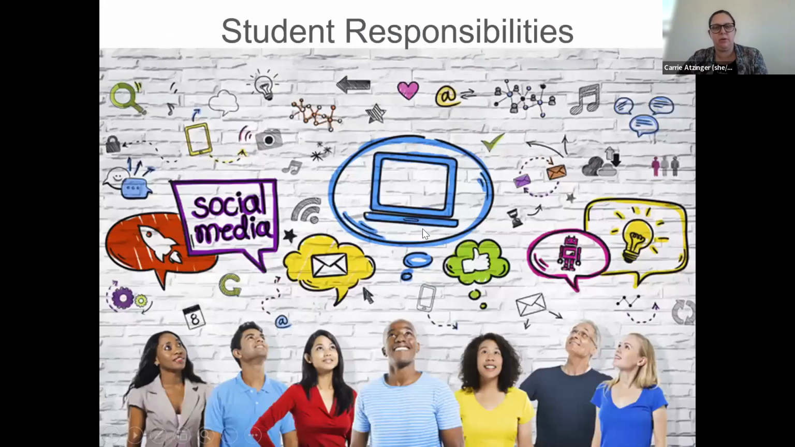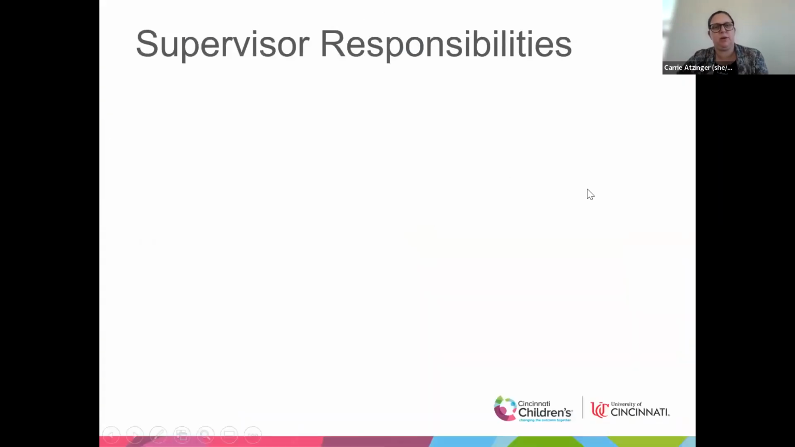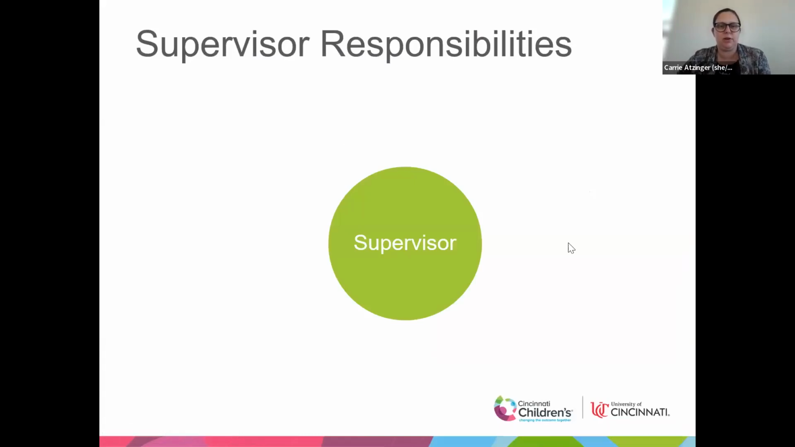Okay, so I'm going to skip these two just to make sure we have time for other things. But I do want to point out that as a supervisor, you really do have multiple responsibilities. So first of all, to the student, it is your responsibility in that role to make it a good learning environment.